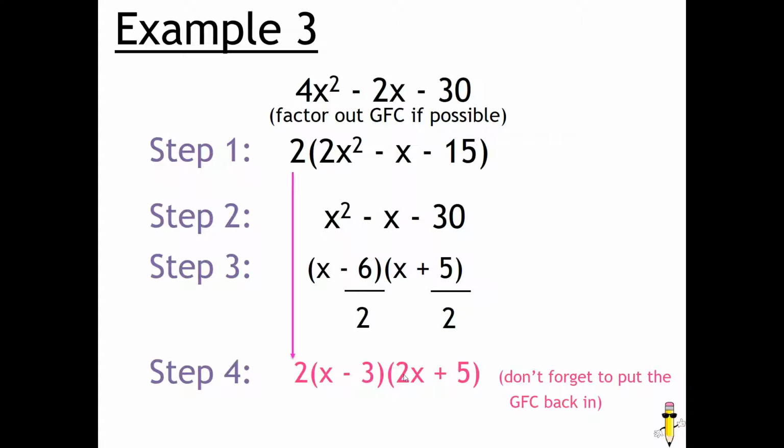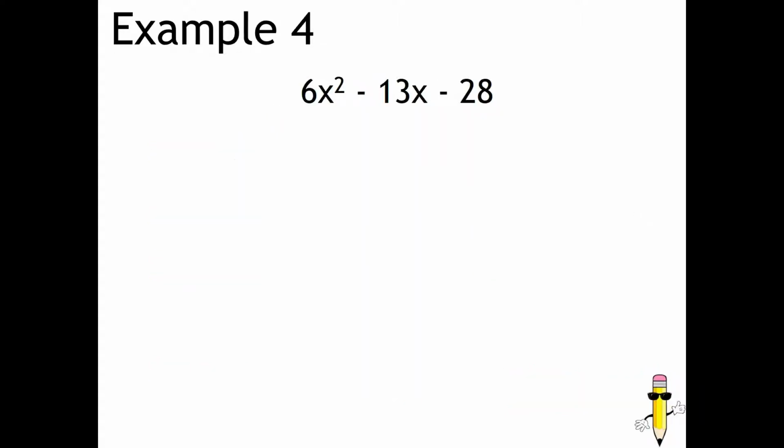The reason that we put the 2x right here is because 6 and 2 were able to evenly divide, where 5 and 2 could not. So again, that's just like the one that we had before. So we'll go ahead and move to example 4 in our notes.